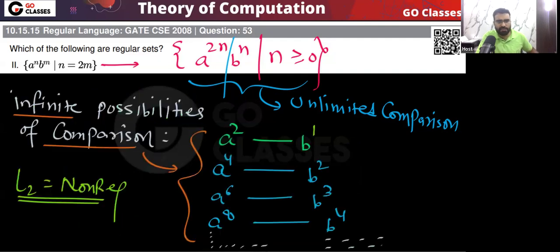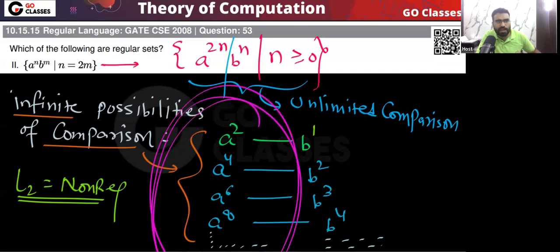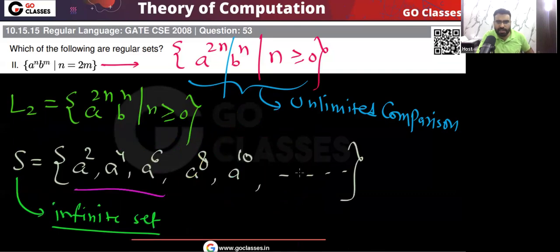So you can easily see what I'm doing. These infinite possibilities I'm considering as a set S. Is this clear? These are the infinite possibilities because number of a can be anything. Number of a can be 2, 4, 6, 8, and so on. Number of a can be 0 also, no problem. So you can easily see that these are the infinite possibilities. I'm considering these infinite possibilities as my set S.